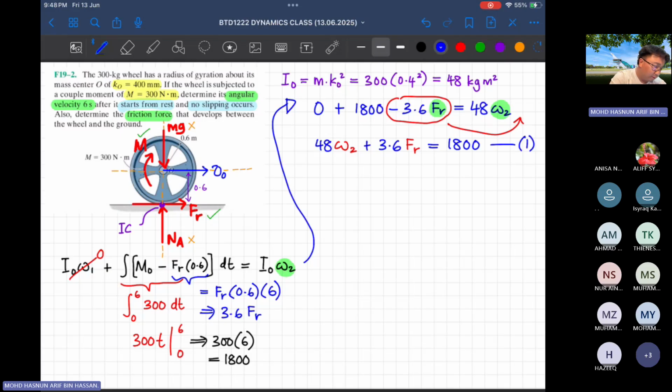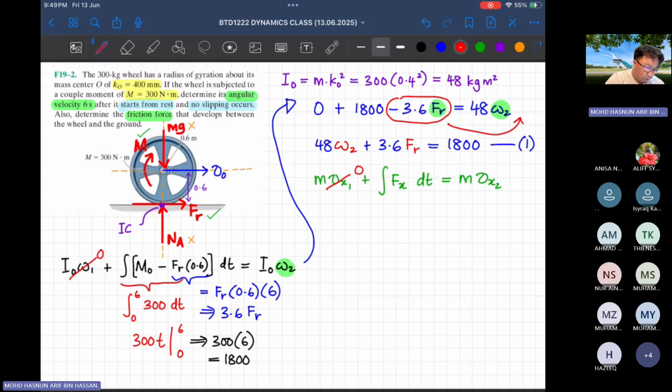Okay, we can use the friction force. So let's write down the equation for x-axis. So we have m vx1 plus the total force in x-axis dt is equal to m vx2. Okay, vx1, we know this is equal to 0 because it starts from rest. When it starts from rest, everything equals 0 initially. V1 equals 0, omega 1 equals 0, both equal 0.